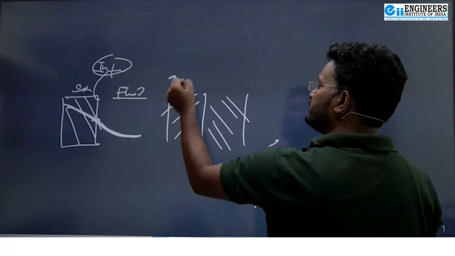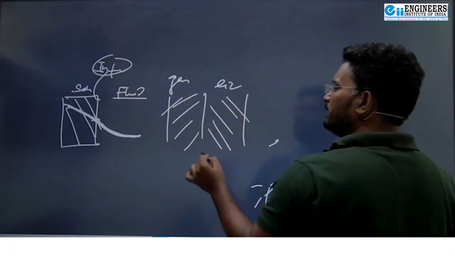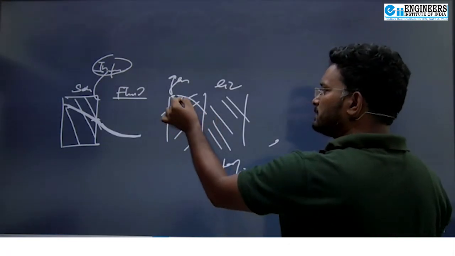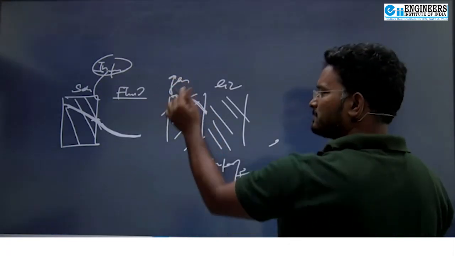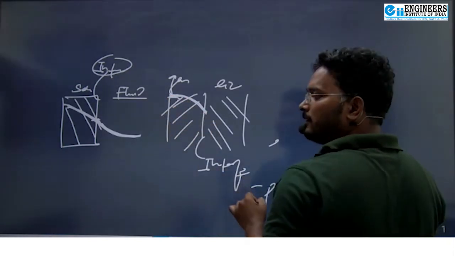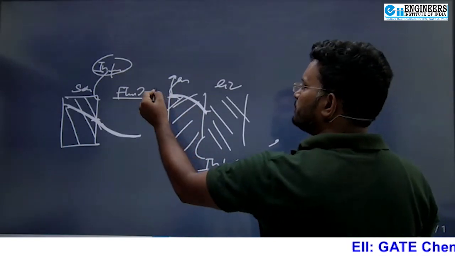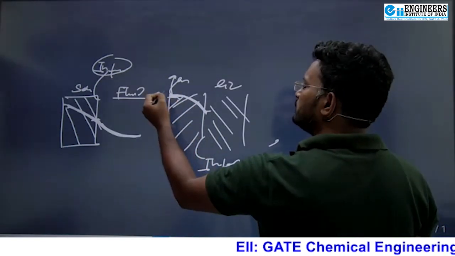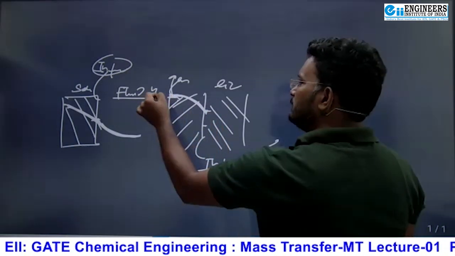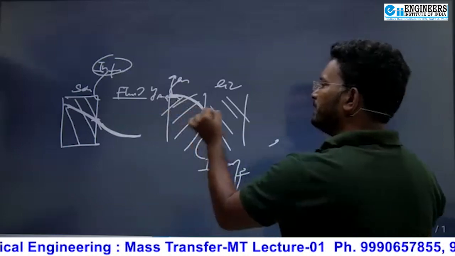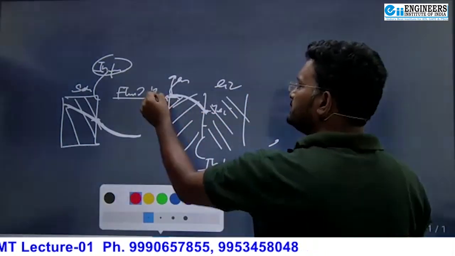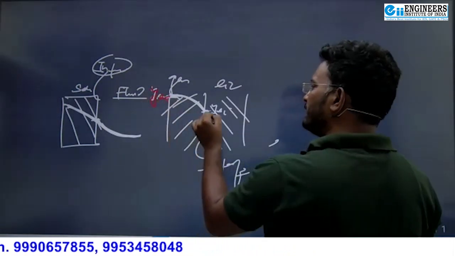This is, let's say, the gas phase and this is the liquid phase, and this is the interface. Now here is the driving force for mass transfer in the gas phase. Solute A in the gas phase will diffuse from the bulk of the gas to the interface. Let's say here we have YA in the bulk of the gas, YAG, and here YAI.